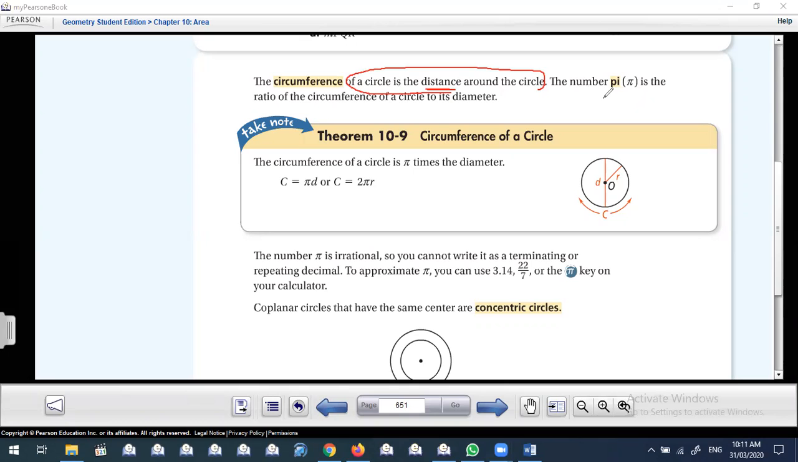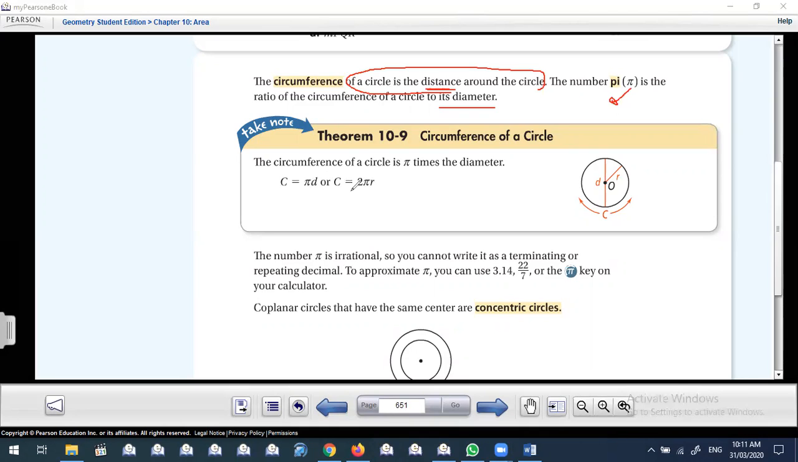The number pi is the ratio of the circumference of a circle to its diameter. Our rule today is how to find the circumference of the circle. We have two rules. The first one, pi times d, where d is the diameter of the circle. And the other rule, c equals 2 pi r, where r is the radius of the circle. So we have two rules to find the circumference of the circle.